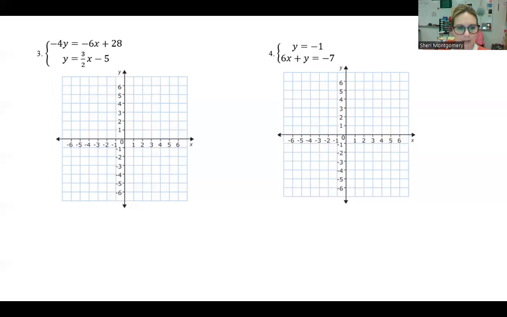So for this one, I'll graph the bottom one first because it looks easier. So I'm going to go down to -5, and I'm going to put a point. And then it says I'm going to go up 3 and over 2. I'm going to continue that on. Then I will connect the dots.